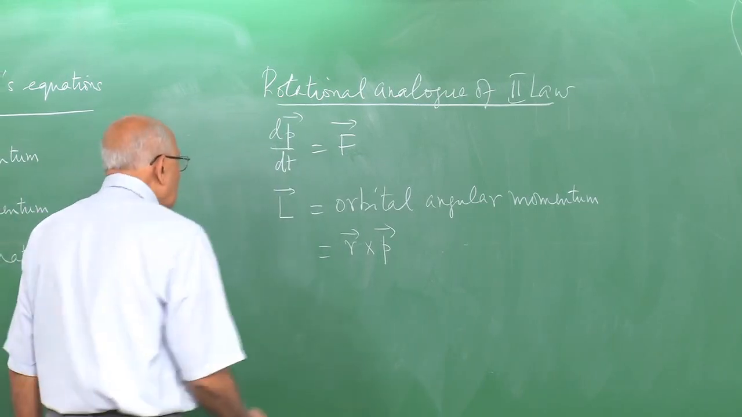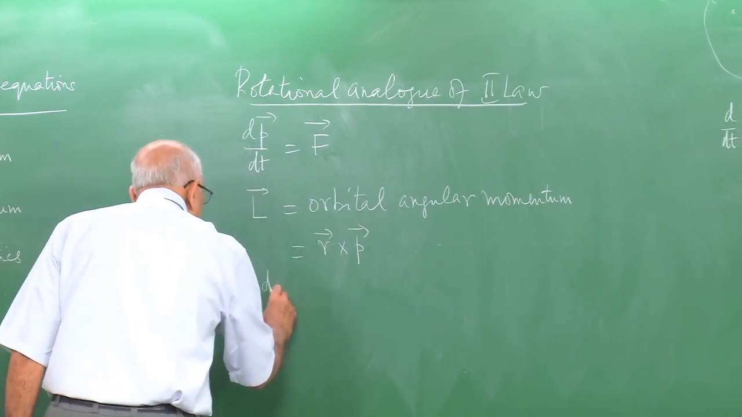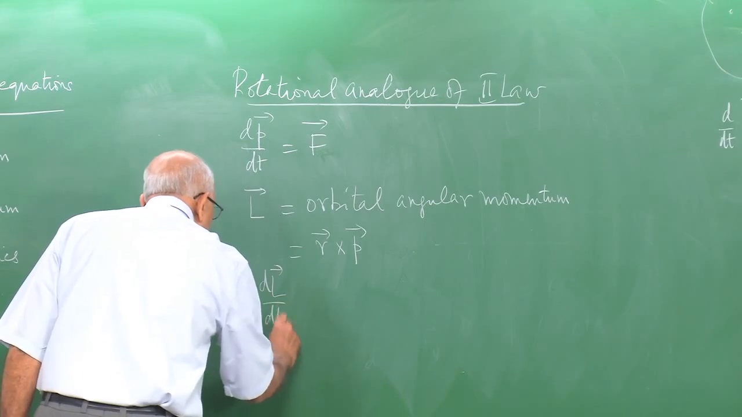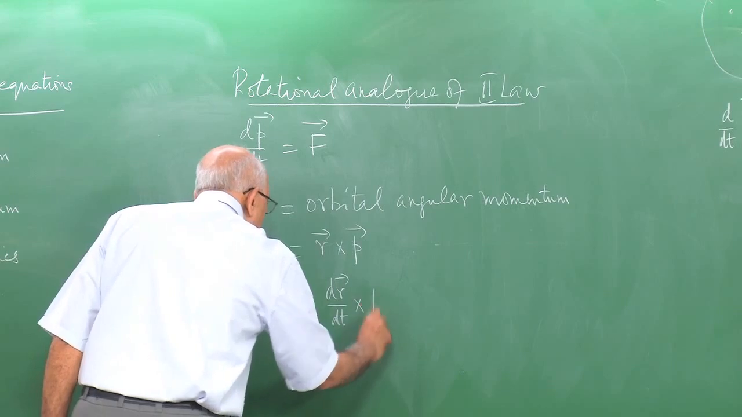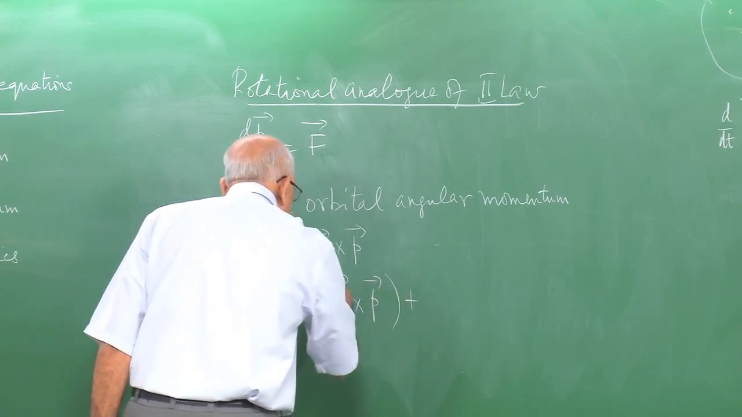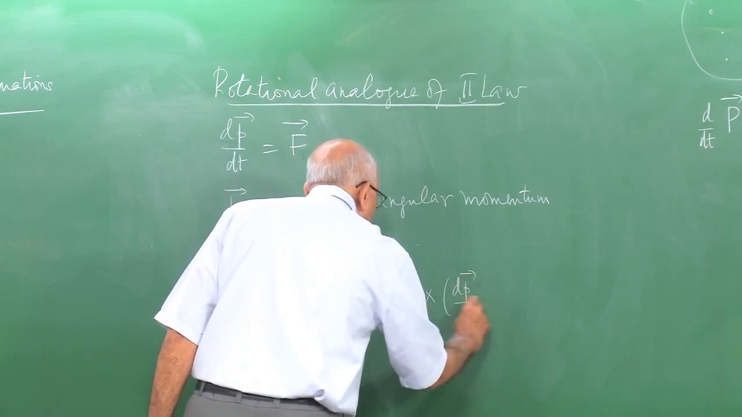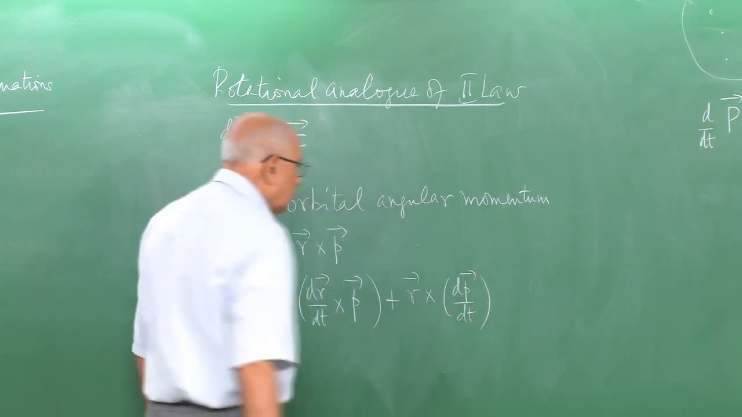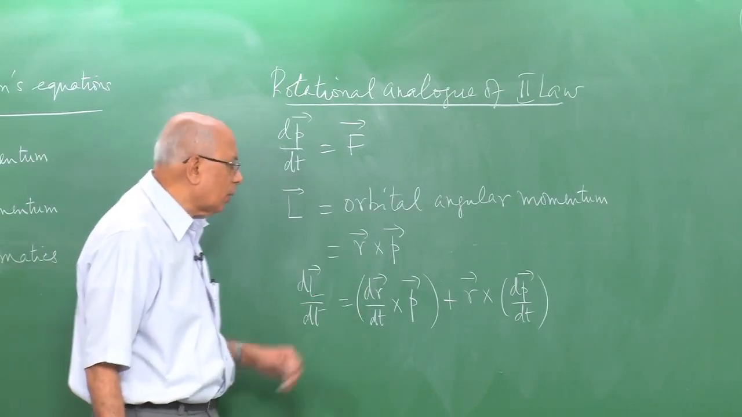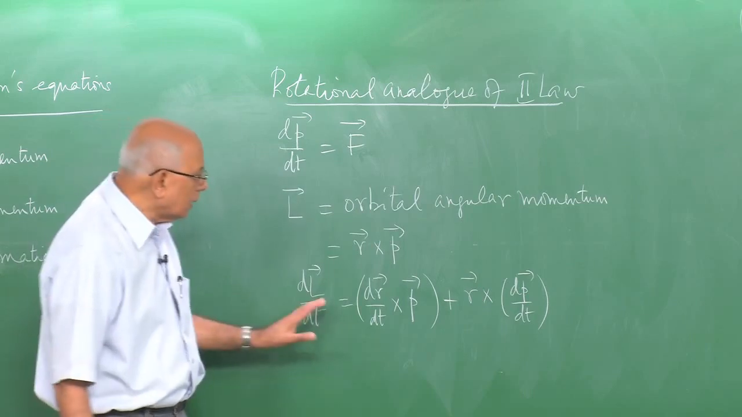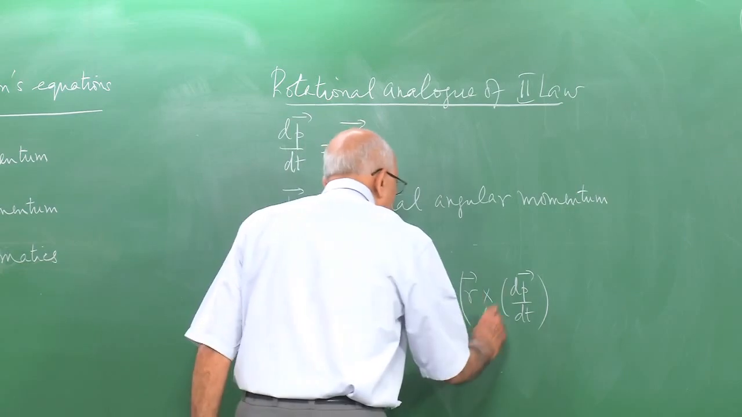Okay. Now what about dL over dt. So let's differentiate this. dL over dt is equal to dr over dt cross p plus r cross dp over dt. So the same chain rule of differentiation applies whether you have a dot product or a cross product or you have vectors, it doesn't matter, the same rule applies. So we have this cross plus that.